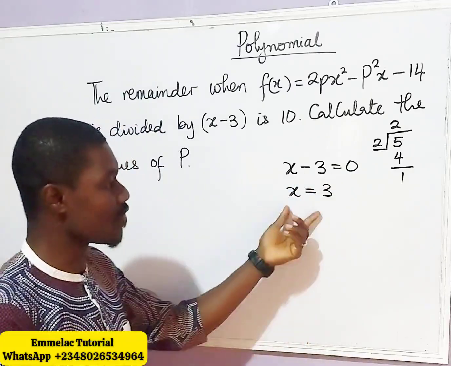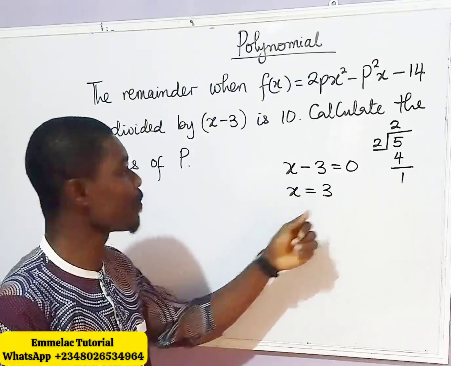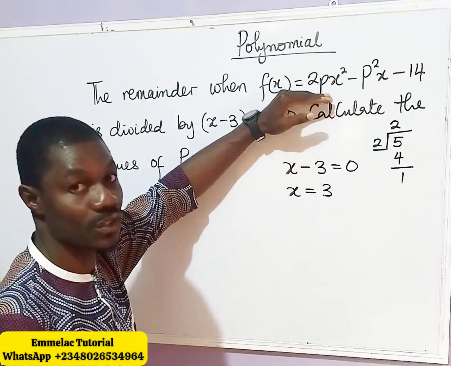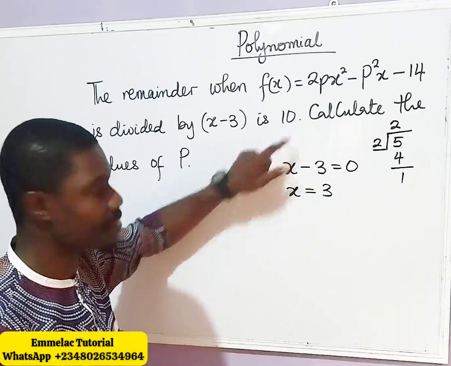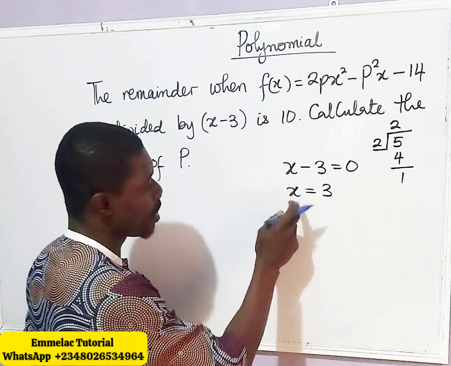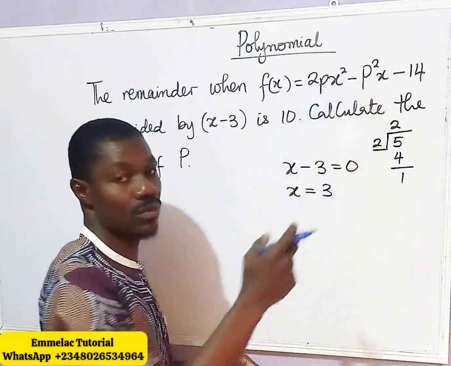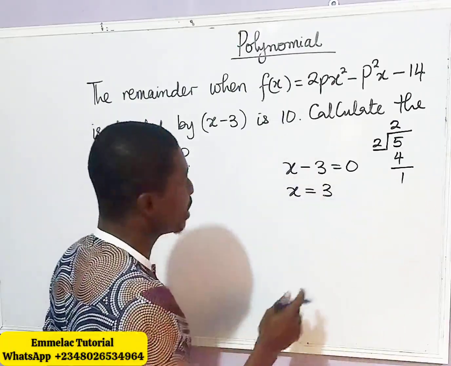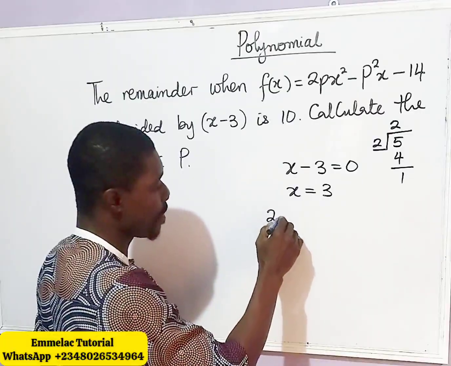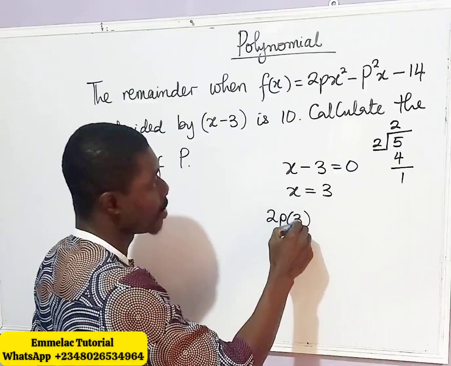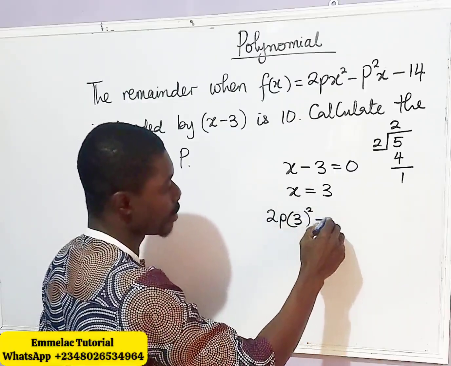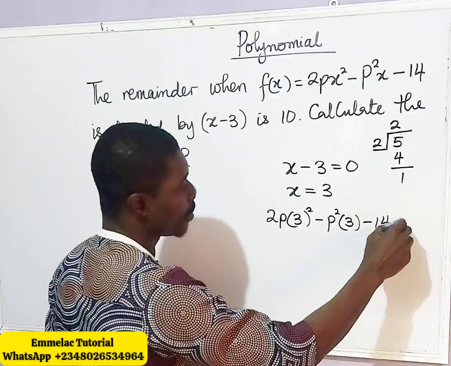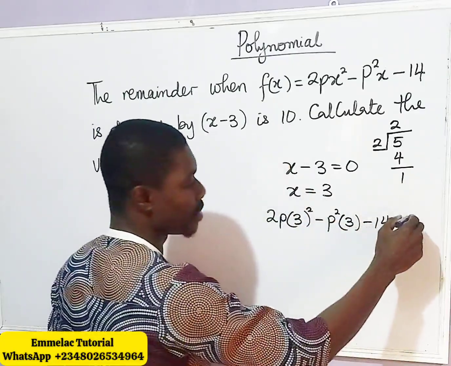Okay, now since we've arrived at this point where x equals 3, we need to plug the value of 3 into this function. And take note, the remainder is 10. Alright, so we come here. Wherever we see x in this function, we replace it with 3, and everything will be equal to 10. So here we have 2p times 3 raised to the power of 2, then minus p squared times 3, then minus 14. Take note, everything equals 10, which is the remainder.